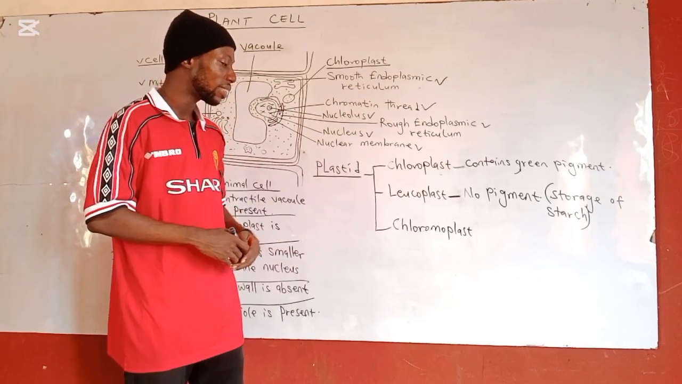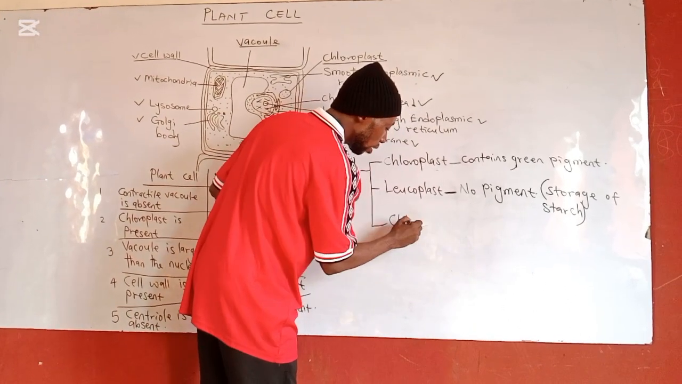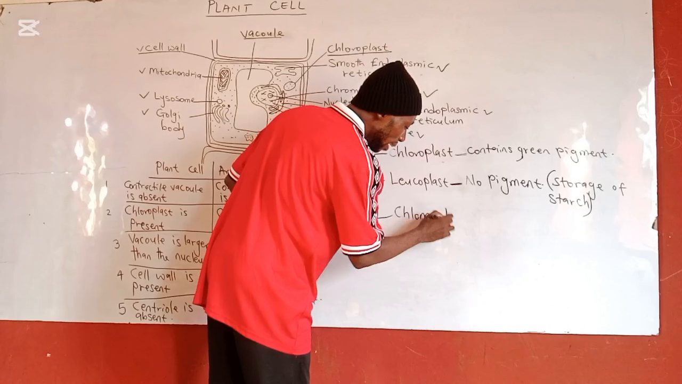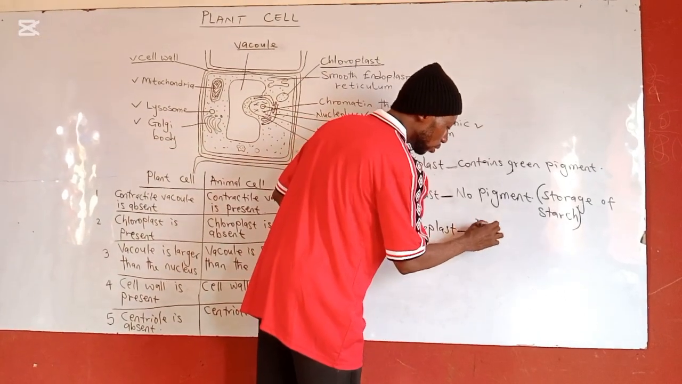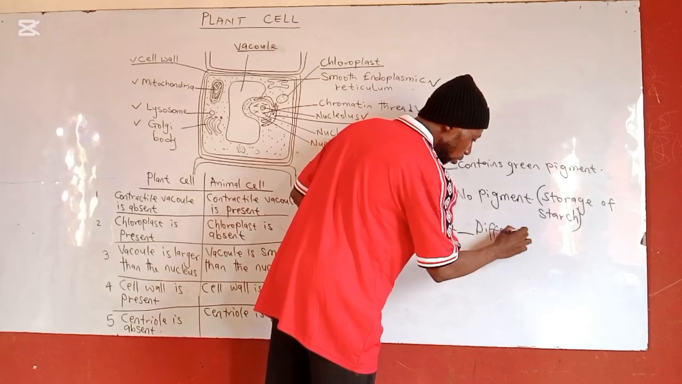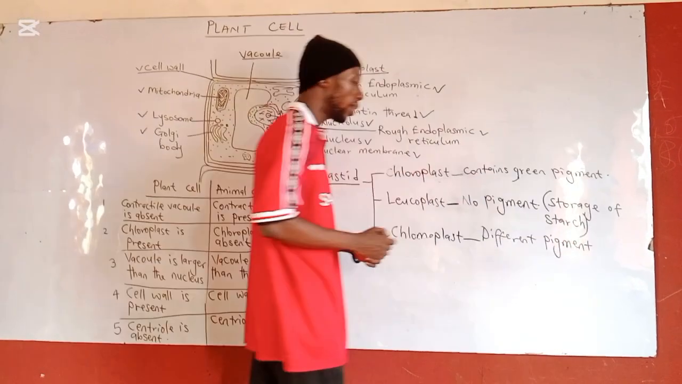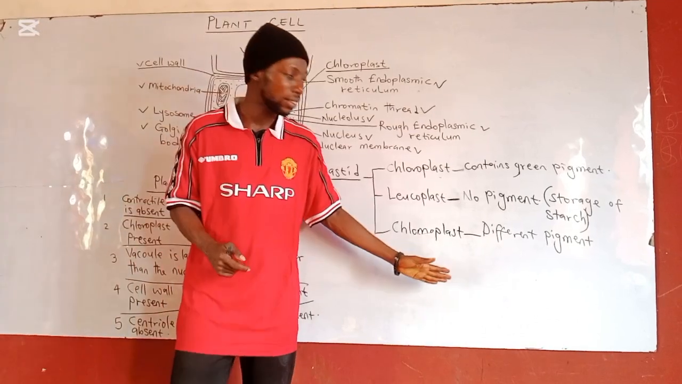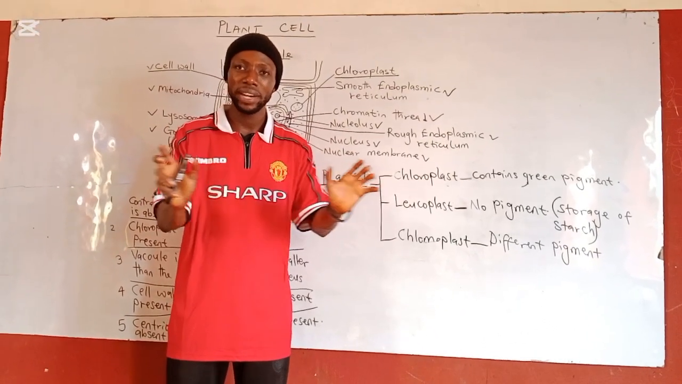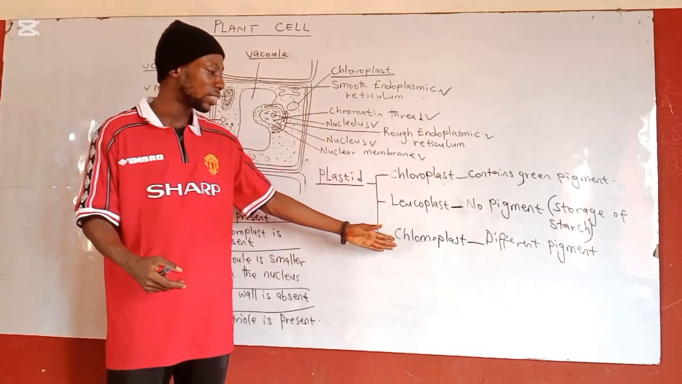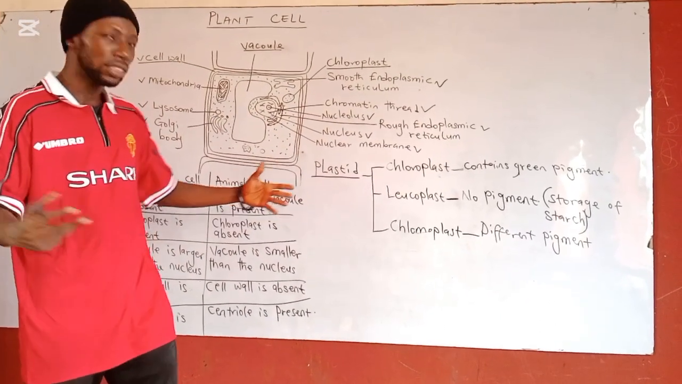The last here is the chromoplast. This is the chromoplast. Okay, the chromoplast has different pigments. Okay, it has different pigments, and that's what makes some plants or flowers have different colors, due to the presence of chromoplasts. Okay, so this is all we have for now.